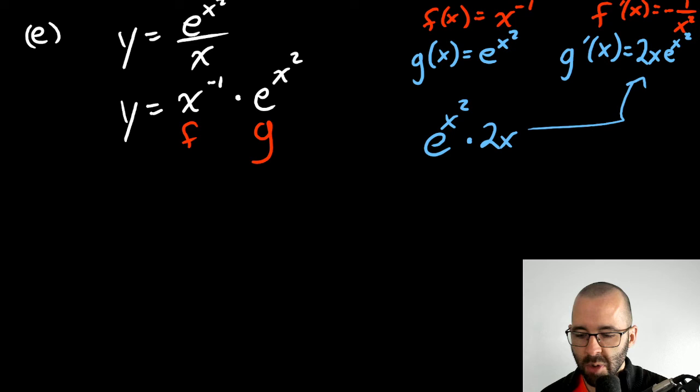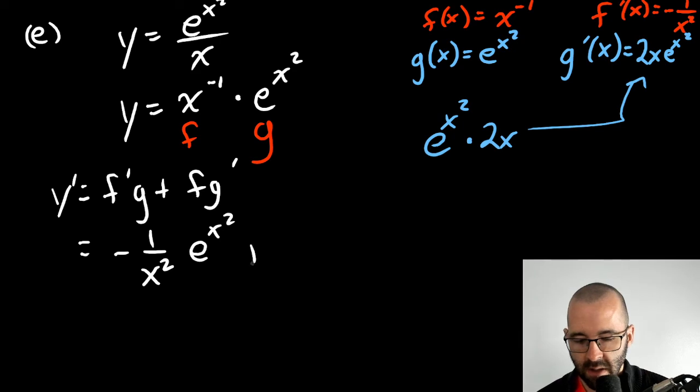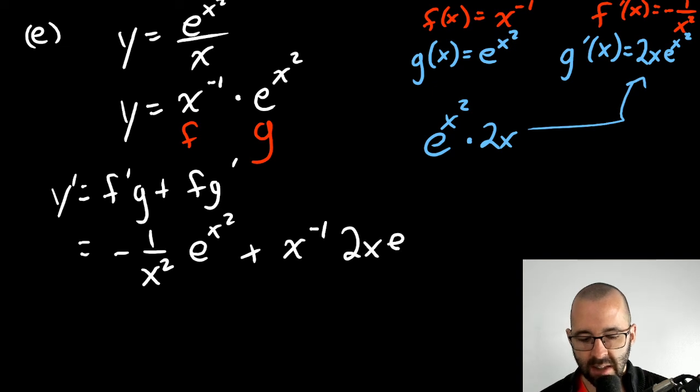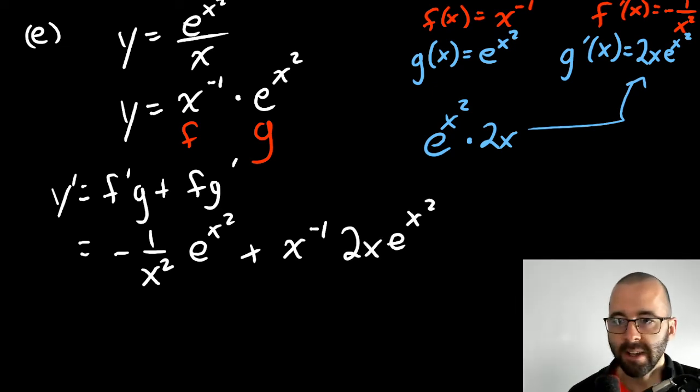And now we can use the product rule. y prime is f prime g plus f g prime. And now just substitute. f prime is negative 1 over x squared times g, which is e to the x squared, plus f, which is x to the negative 1, times g prime, which is 2x e to the x squared. And then we just have to simplify.